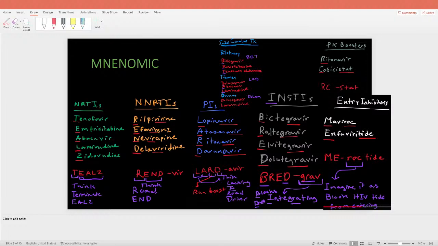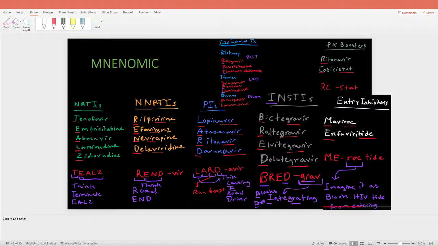Then you got here the next one, emtricitabine. Emtricitabine. Remember the word teals? Think of that as emtricitabine in there. And then I didn't even mention that the NNRTIs also have the word VIR within the name. You can see here, it's not at the end, it's in the middle here. So it will help you understand the differences between NNRTIs and NRTIs.